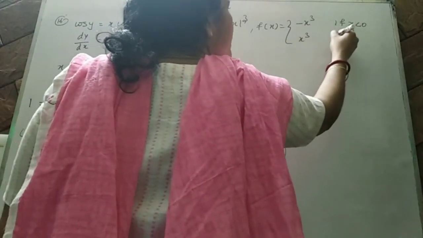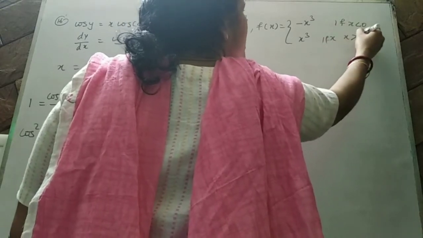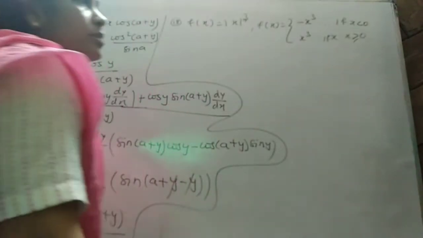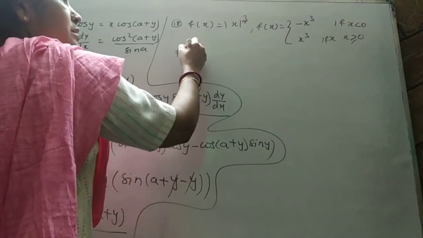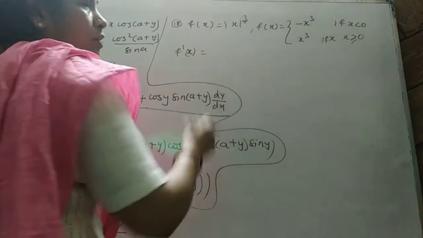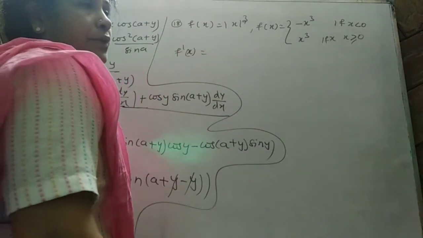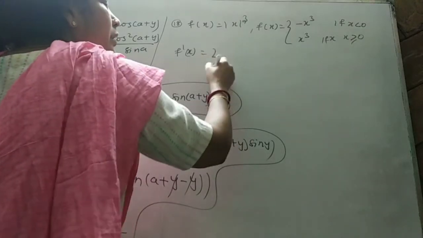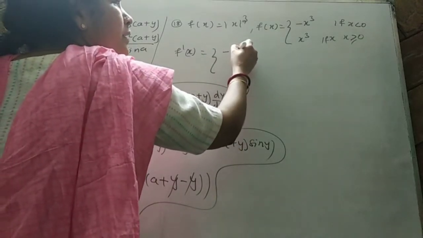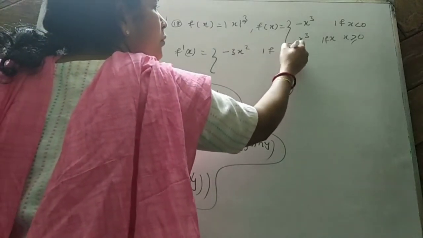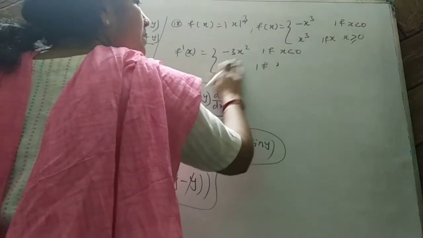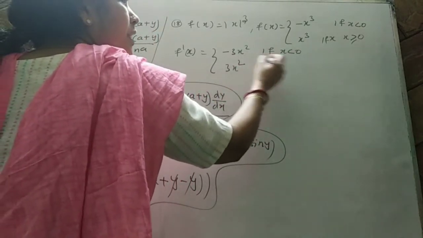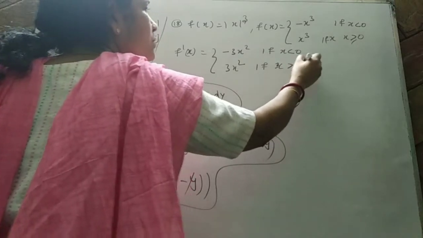Positive x cube we will get if x is greater than or equal to 0. This is the definition of the modulus function. Now you do this work: find f dash of x. So f dash of x equals, what does modulus function mean? Your second derivative should come positive. Keep watching, this will become minus 3x square if x is less than 0. Now positive x cube if x is greater than or equal to 0, that is 3x square, if I differentiate it.